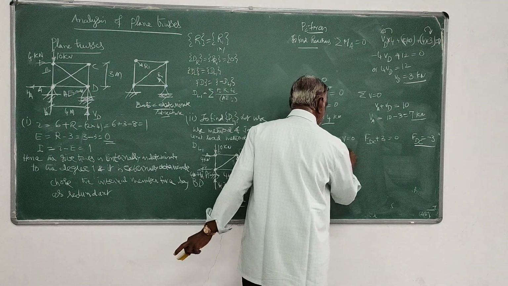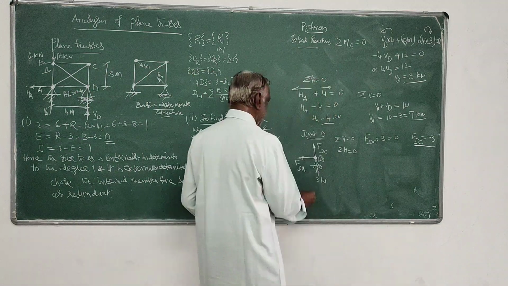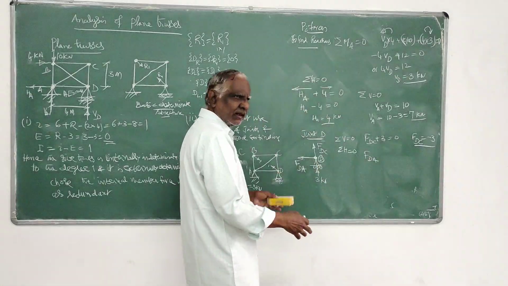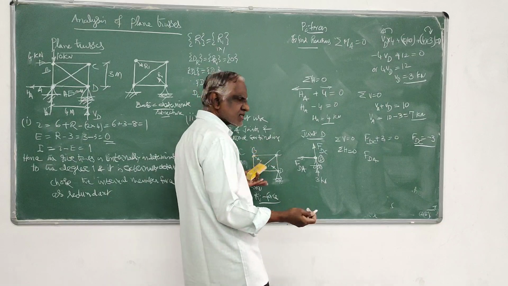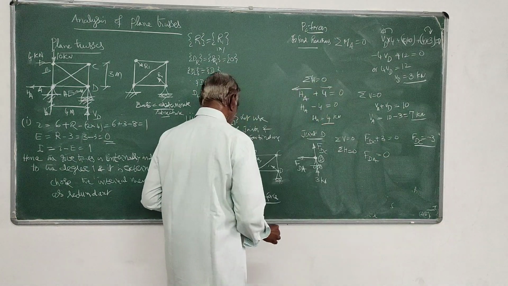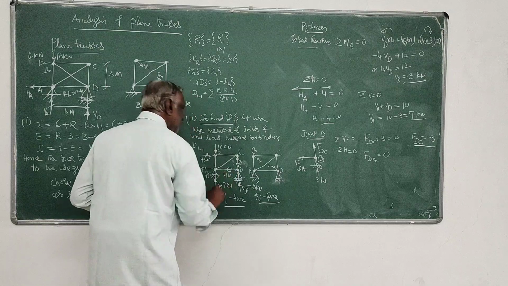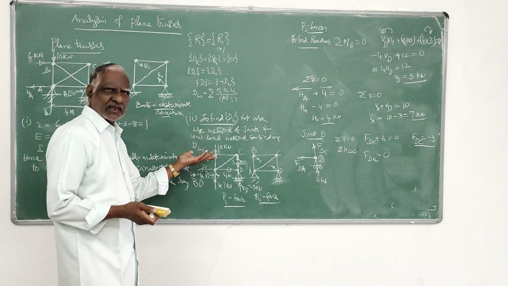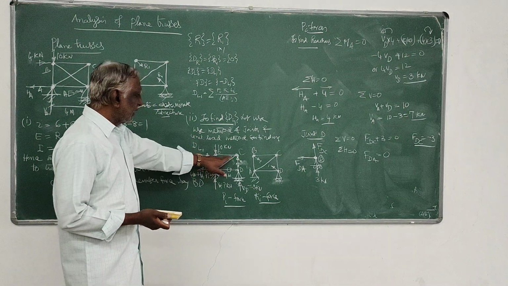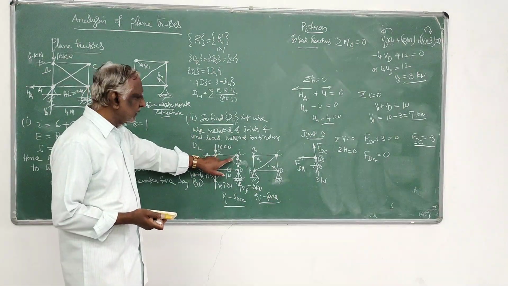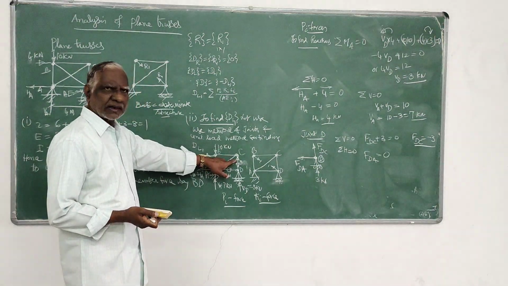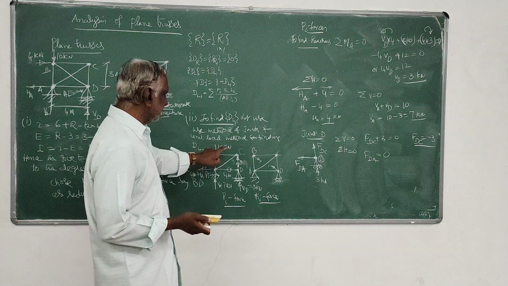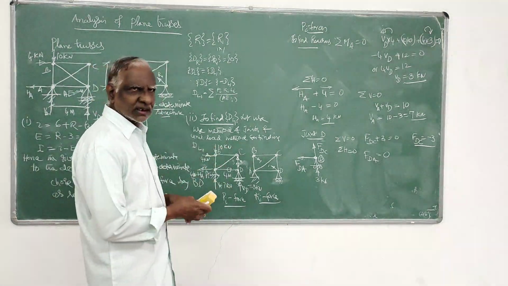Then you adopt sigma H equals 0. Then FdA is acting like this, and there are no other loads, so that is straight away 0. So this is 0. Next, you take another joint where there are not more than two unknowns. Here joint C has two unknowns. Either B or C we can select. I'll select B and then C, so that completes it.